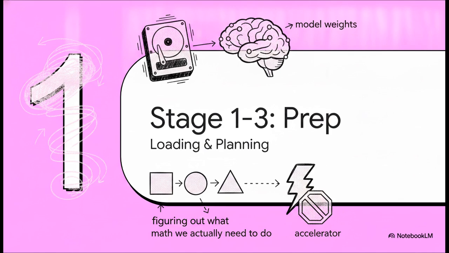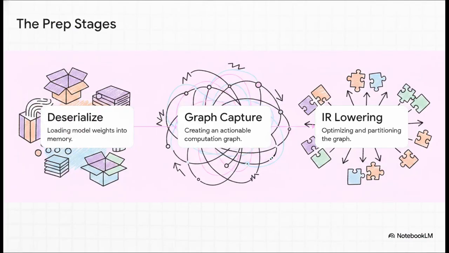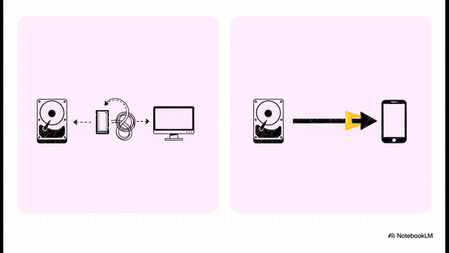Prep. This is all about getting the model weights off the disk and figuring out what math we actually need to do before we ever touch an accelerator. These are the first 3 hurdles every single inference engine has to clear. Number 1, load and deserialize. 2, graph capture. And 3, IR lowering and partitioning. This is the crucial phase that takes us from a static file on a disk to a fully captured, actionable computation graph. Here's where things immediately start to diverge.